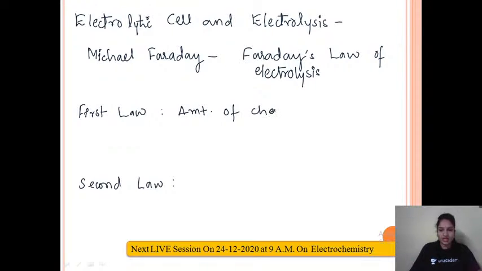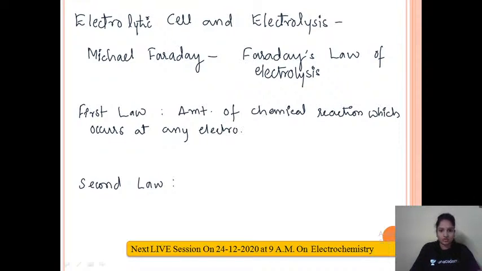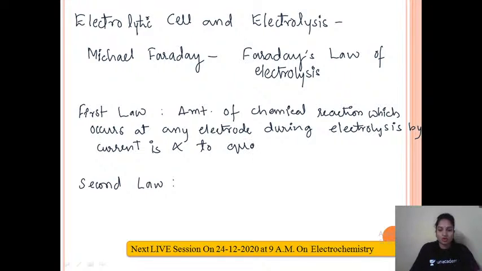the amount of chemical reaction which occurs at any electrode during electrolysis by current is proportional to the quantity of electricity that is passed through the electrolyte.